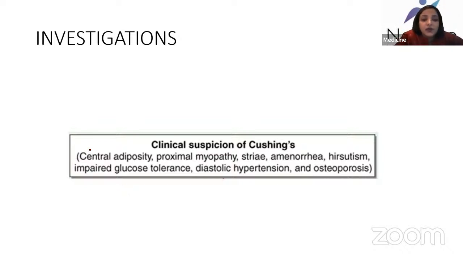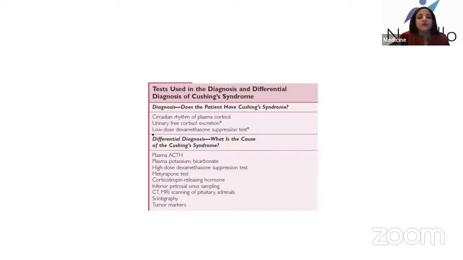The patient will have centripetal obesity, adiposity. The patient will have proximal myopathy, striae will be present. The patient will complain of amenorrhea, hirsutism, impaired glucose tolerance, diastolic hypertension, and osteoporosis. When you have found all these specific symptoms in the patient, this is a very important chance. When the patient comes to you in the OPD, the first thing is you have to decide whether the patient has Cushing's or not.